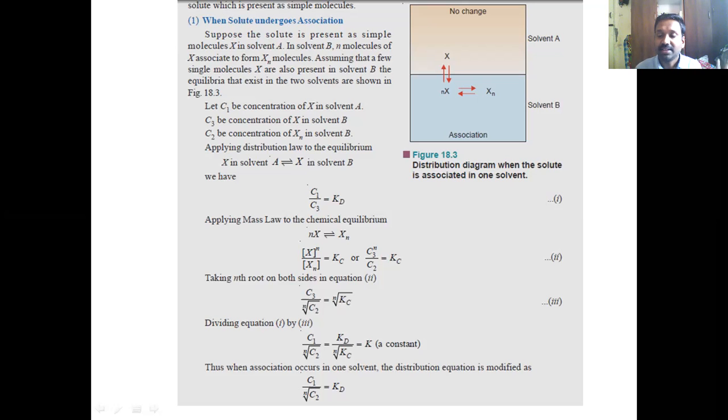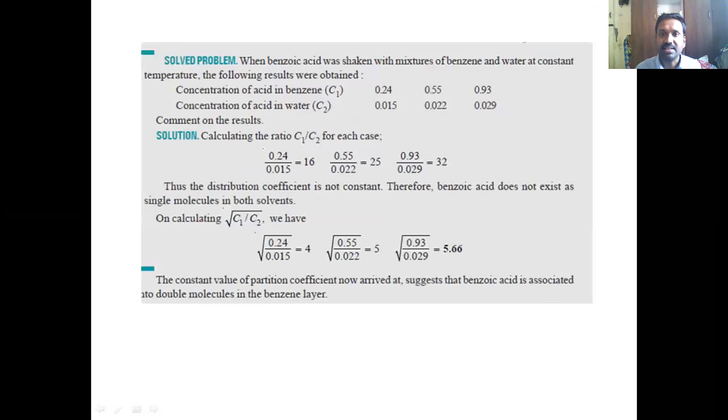Okay, fine. So now let us look at this using a problem. When benzoic acid was shaken with mixtures of benzene and water at constant temperature, the following results were obtained.